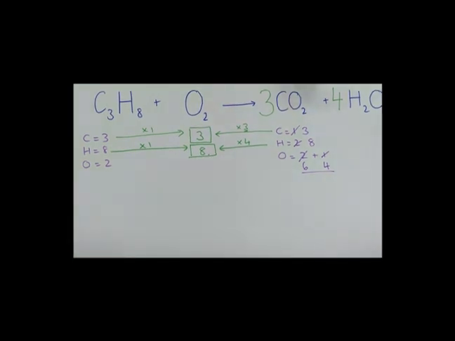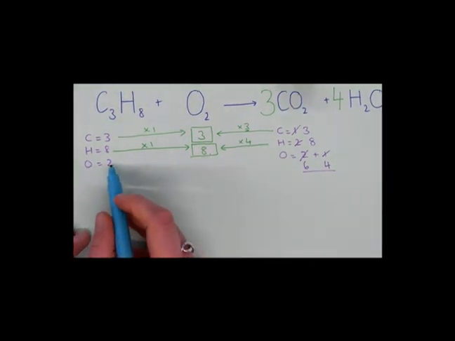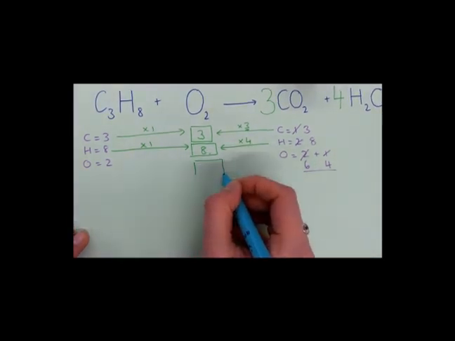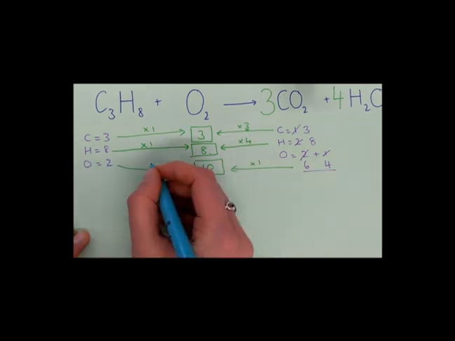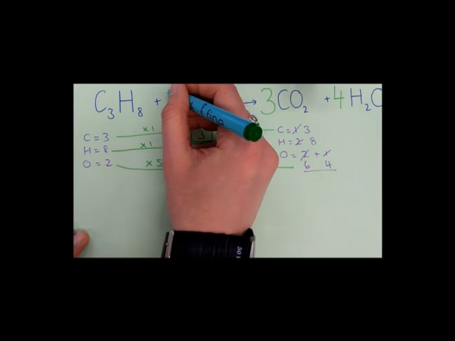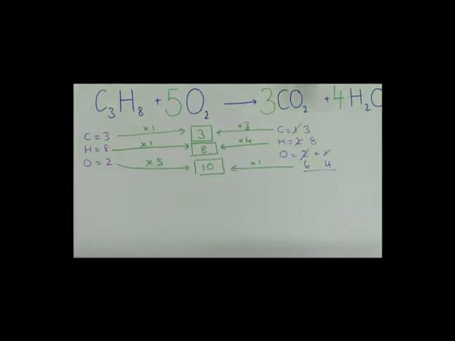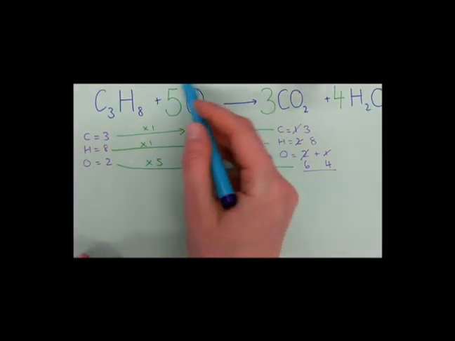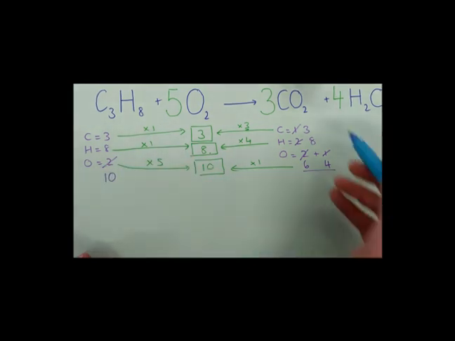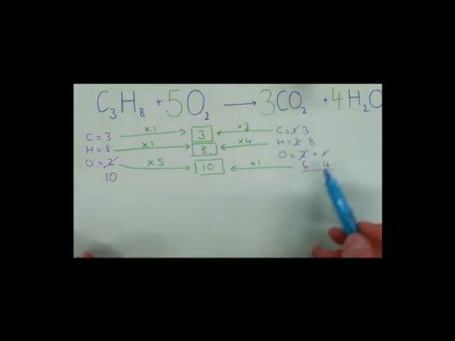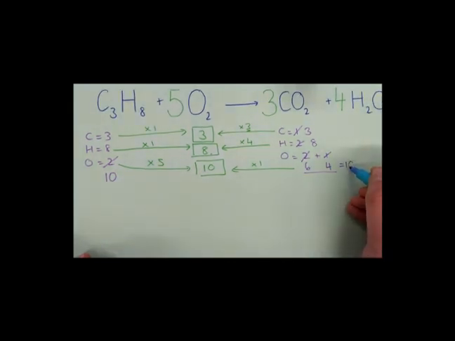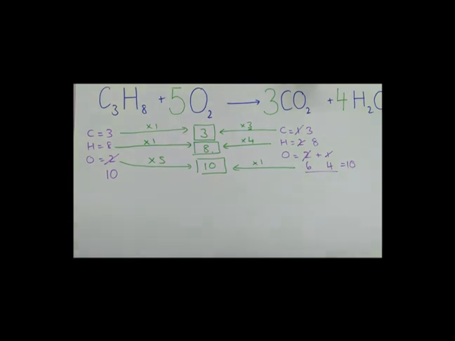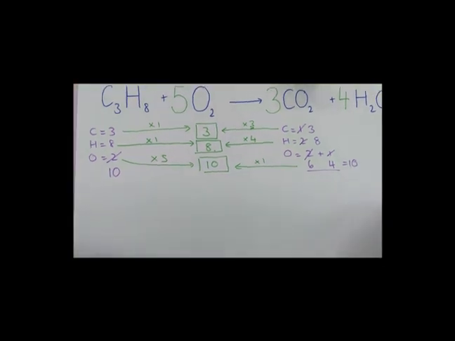So finally, I can tackle my oxygen. Lowest common multiple of 2 and 10 is 10. So this side, we're not doing anything. This side, we're timesing by 5. So we're going to put 5 in front of there. And just to be on the safe side, let's recount. So we have got 3 carbon, 8 hydrogen, 10 oxygen, 3 carbon, 6 oxygen, plus 4 oxygen, so 10 in total, and 8 hydrogen. One more for good luck.